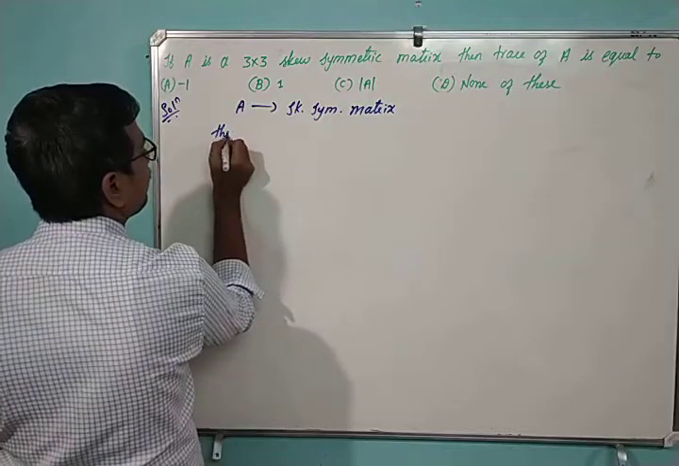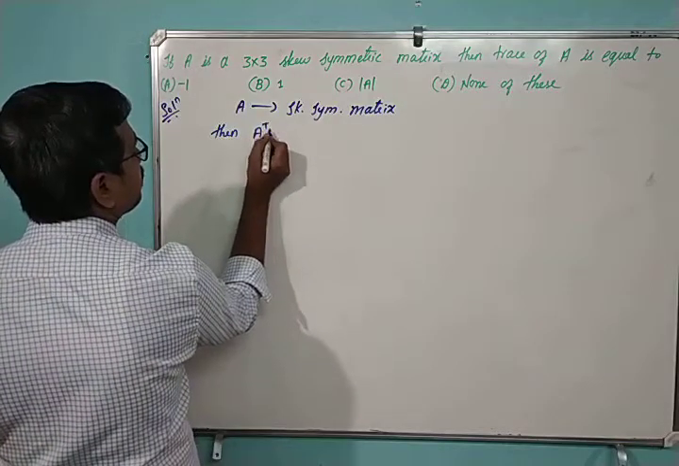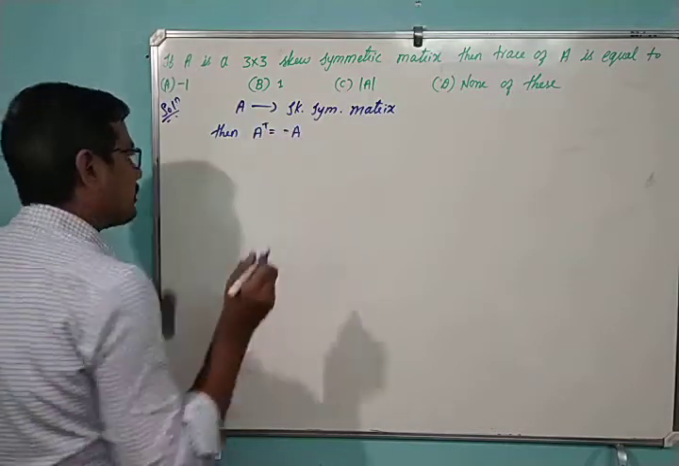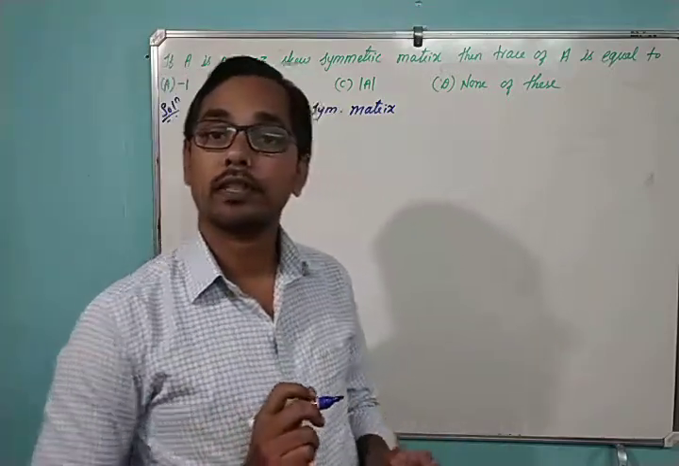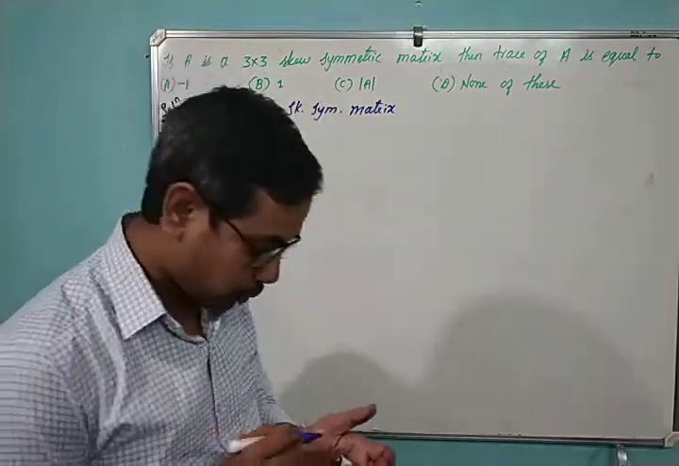Then A transpose will be equal to -A. So we know the property of a skew symmetric matrix: A transpose is equal to -A.